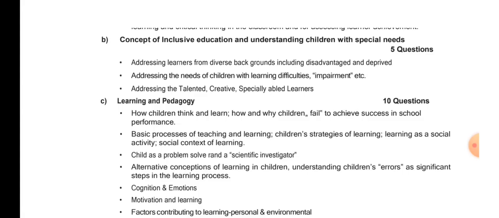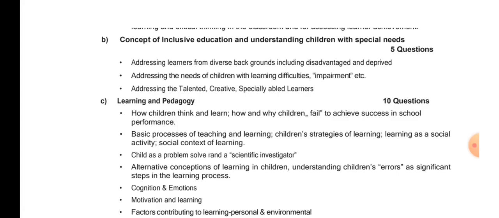Now, addressing learners from diverse backgrounds including disadvantaged and deprived, addressing the needs of children with learning difficulties, then addressing the talented, creative, specially able children. All right, what happens here? You will be studying about inclusive education. Inclusive education means all the children are included, right? All the children are included.